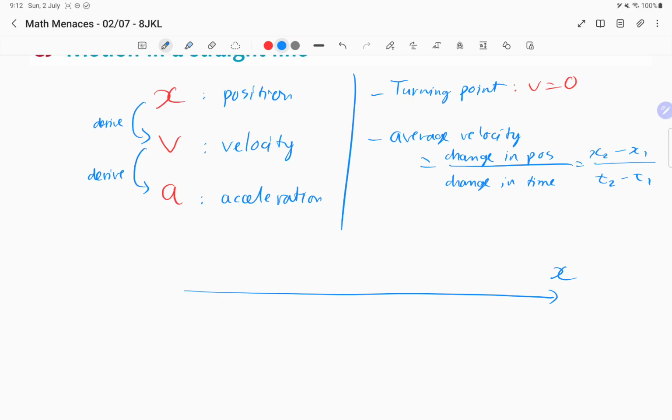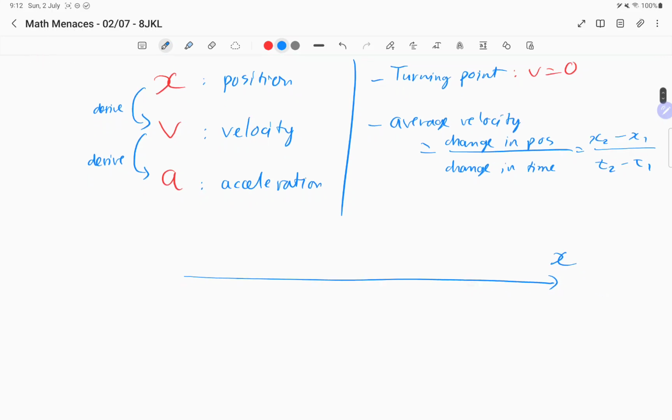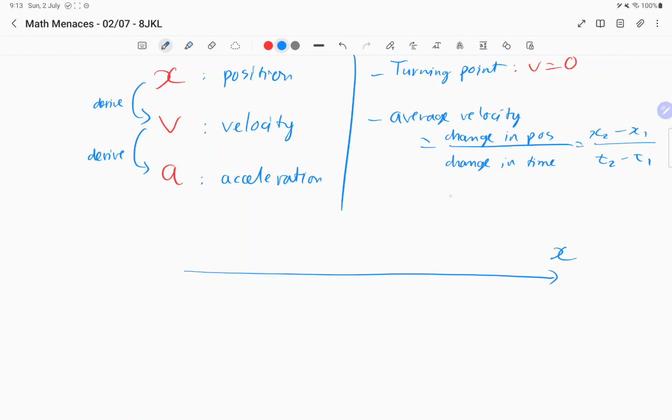Let's say you're pulling a box. Change in position over change in time is x2 minus x1 over t2 minus t1. And what is the average speed then?